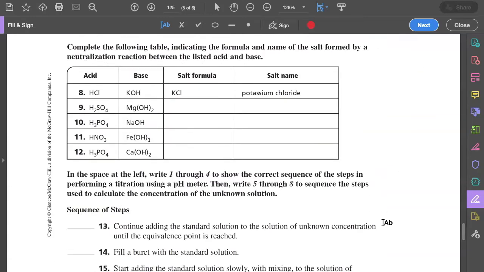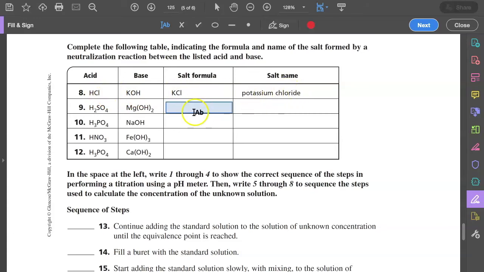All right. Complete the following table indicating the formula and name of the salt formed by a neutralization reaction between the listed acid and the base. The first one's been done for us. We have HCl, so we would take the anion portion of that and combine it with the cation portion of the base, and that gives us KCl, which is potassium chloride.